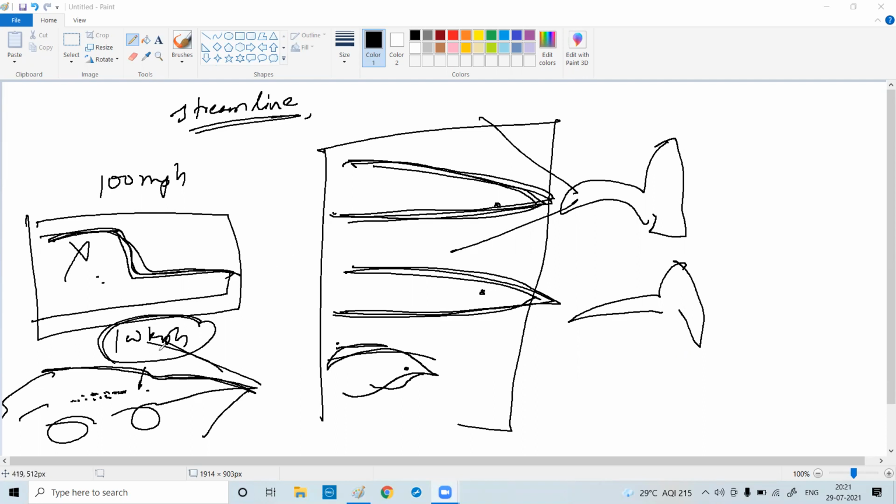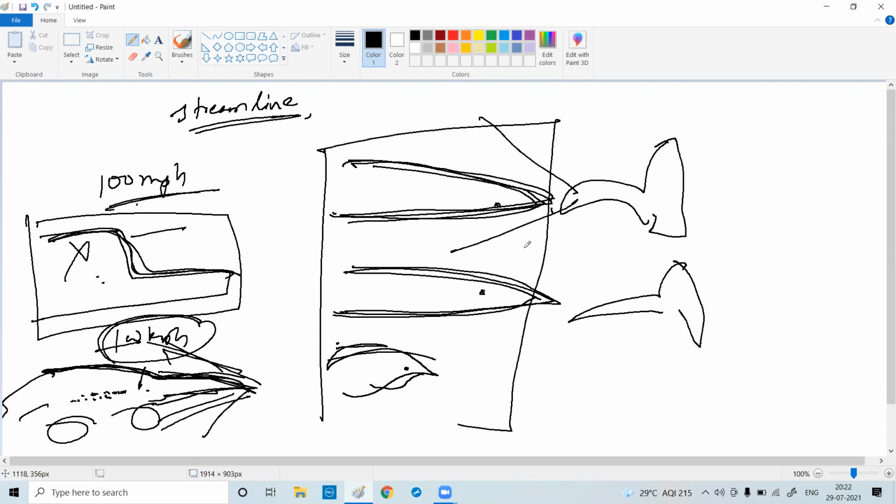So what I was trying to say is that both the jeeps, both the cars with this structure and this structure, if they travel at 100 kilometers per hour, this car will have less fuel consumption. Why? Because it will be easily able to cut the air because of this nice structure. So the streamlined structure is very, very important for all this.